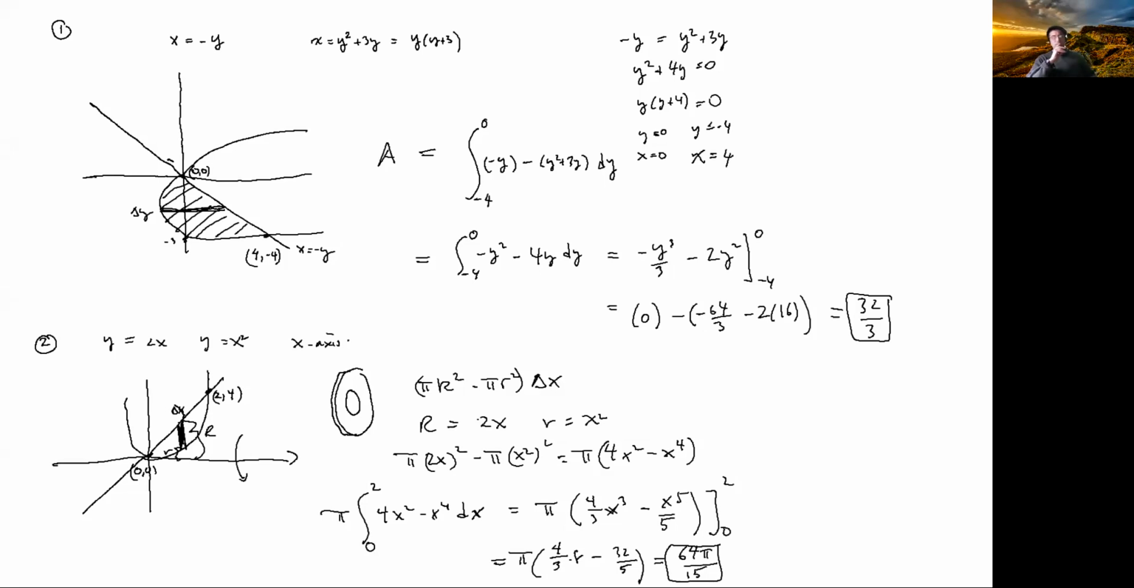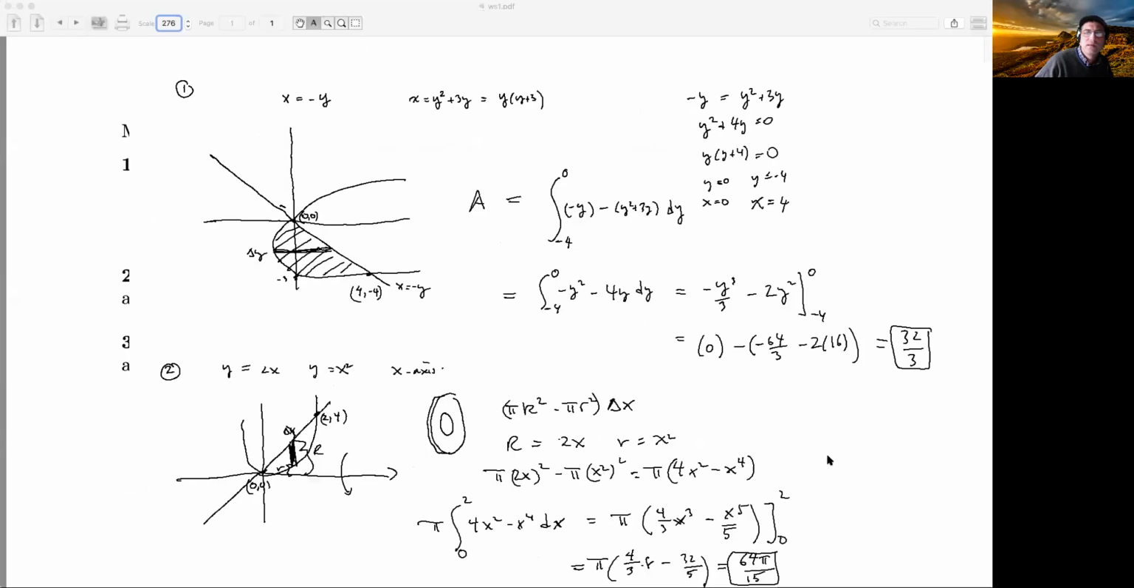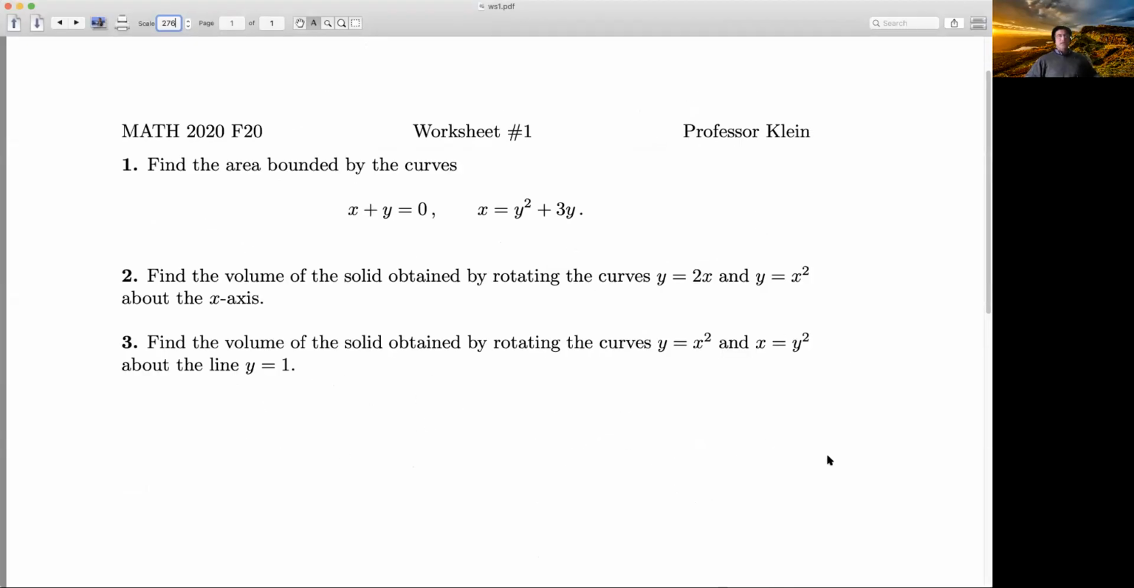Okay, so we've done problems 1 and 2, and now let's go to problem 3. Find the volume of the solid obtained by rotating the curves y equals x squared and x equals y squared about the line y equals 1. Somehow I suspect I already did this problem in one of the other lectures, but I'll do it again. It seems very familiar to me. Okay, so let's go through that on the whiteboard.